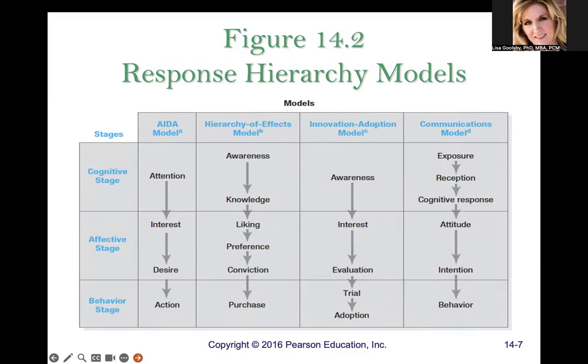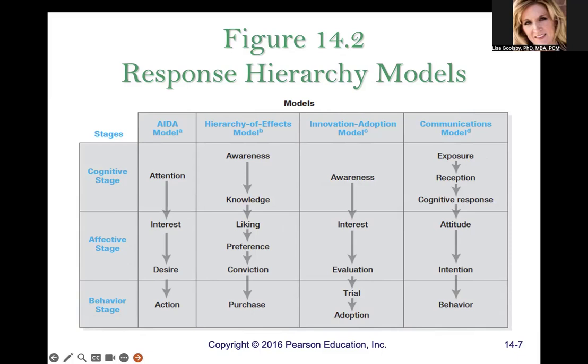We have a lot of psychology around how consumers receive messages, how they respond to messages, and we have what we call response hierarchy models. The most common response hierarchy model is what we call the AIDA model. You look at the different stages: cognitive, affective, and behavior. The AIDA model says that we as consumers, first you need to get our attention, then you need to generate interest for the consumer, interest that they want to find out more about the product.